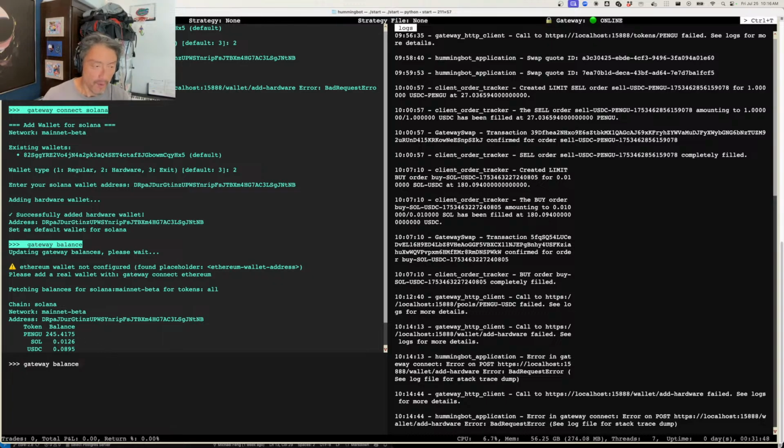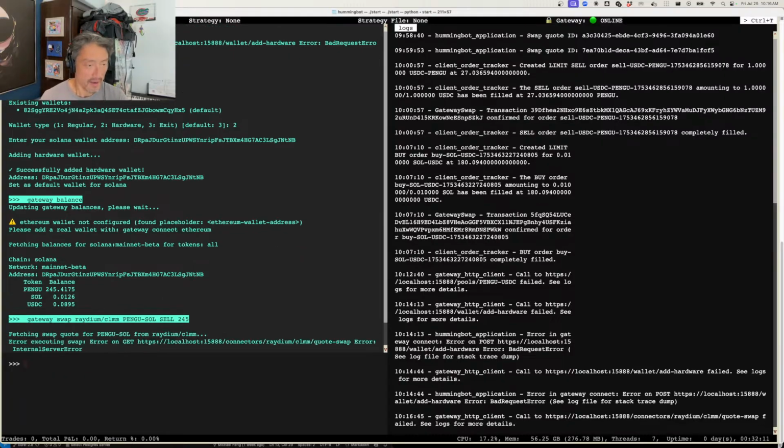So with this, let's go ahead and create a pool for Pengu here. Let's figure out how much 245 Pengu actually is. So let's say if we actually did want to do a swap on Raydium CLMM for Pengu to Sol, what does that look like? If I want to sell 245 Pengu, what kind of price would I get for that? Okay, how does that work?